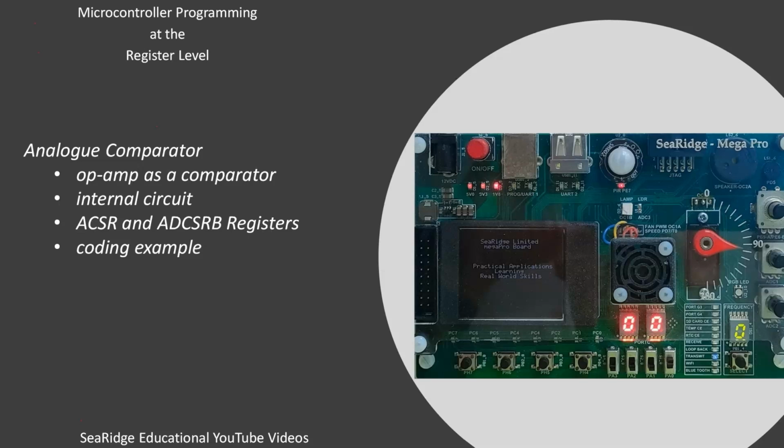In this nutshell, I look at the ATmega 2560 analog comparator. I show how the internal op-amp is used as a comparator. I show the internal circuits. I show how you can configure the registers for the analog comparator, and I give coding examples.